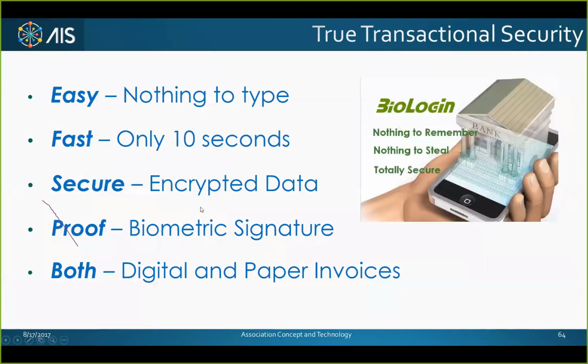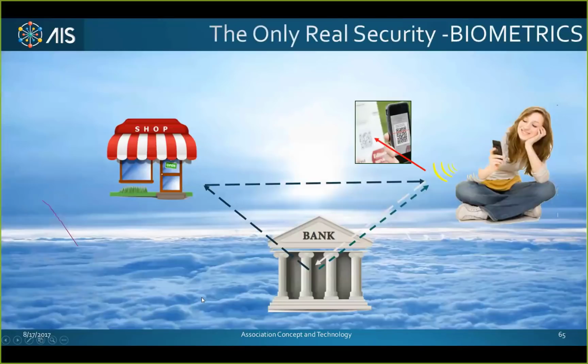The data is encrypted, with biometric signature, digital proof, and paper invoices if necessary. So essentially, we can convert any shop to the bank to you in seconds. And we know it's you. There's no getting around it. Because as I said, in the Atomic DB cloud, you cannot be granted access to the cloud unless you're a human being. There are no machine codes that will be allowed into the system.